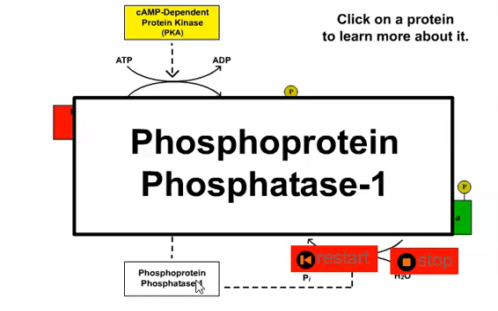Phosphoprotein phosphatase-1 inhibits the breakdown of glycogen to glucose by removing the phosphate groups from both glycogen phosphorylase B and phosphorylase kinase.